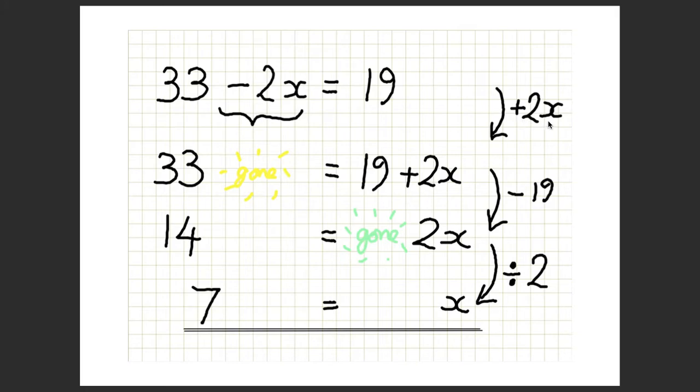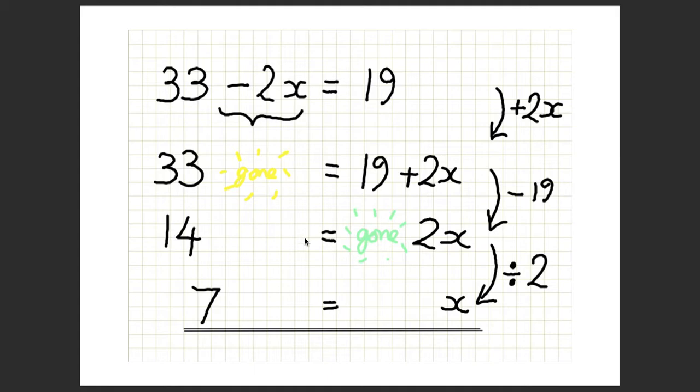But because I added 2x on the left, I have to add 2x on the right as well, because you have to do the same thing to both sides. So 33 equals 19 plus 2x. And I'd quite like to get the bit with the x on its own, so I'd like to get rid of the 19. So I take away 19 from both sides, and that disappears. But of course I've got to take away 19 from the left as well. So 33, take away 19, leaves you with 14.